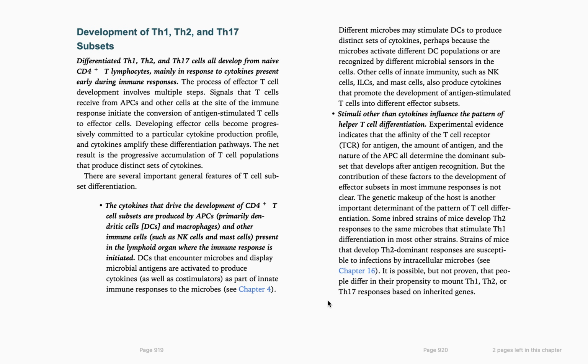Development of T helper 1, T helper 2, and T helper 17 subsets. Differentiated T helper 1, T helper 2, and T helper 17 cells all develop from naive CD4 T lymphocytes, mainly in response to the cytokines present early during the immune response. The process of effector T cell development involves multiple steps. Signals that T cells receive from antigen-presenting cells and other cells at the site of immune response initiate the conversion of antigen-stimulated T cells to effector cells.